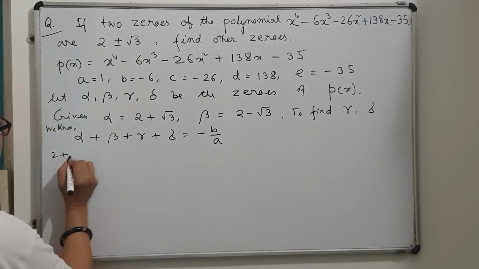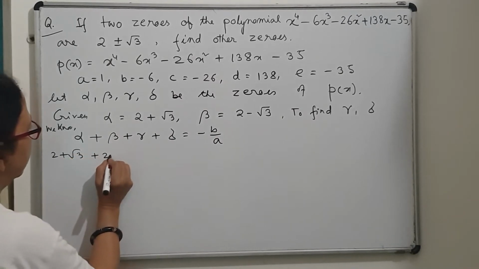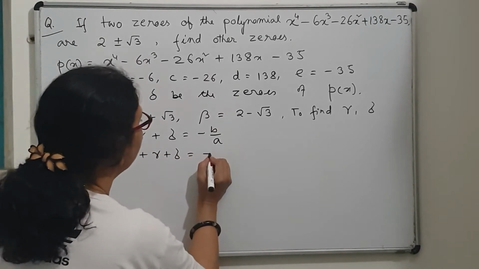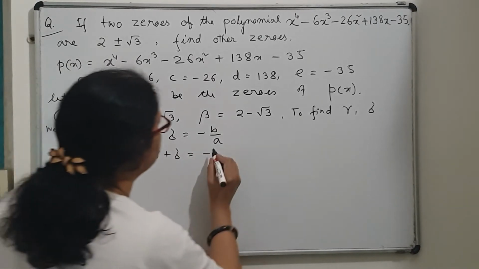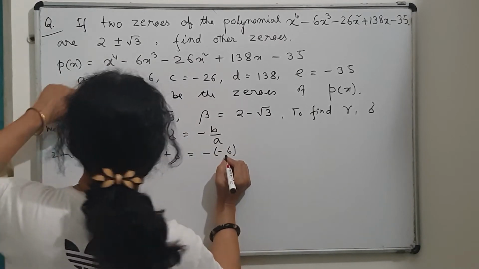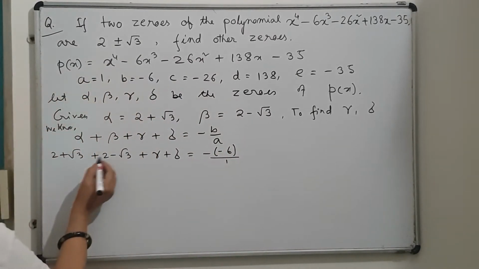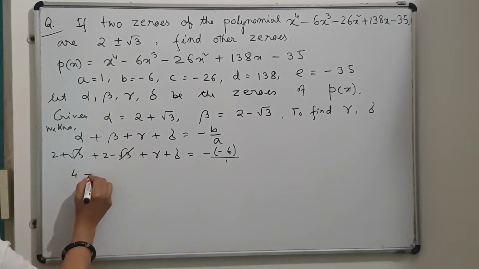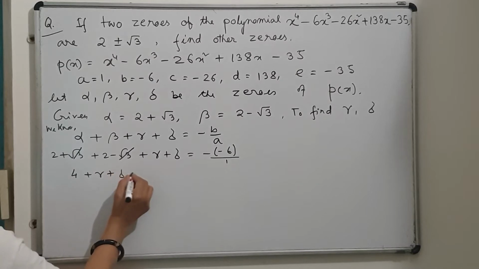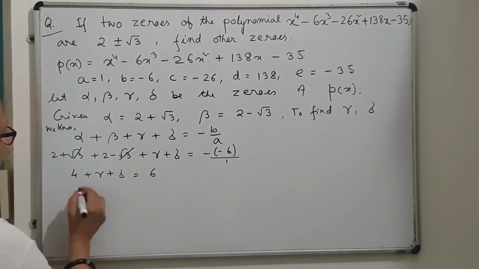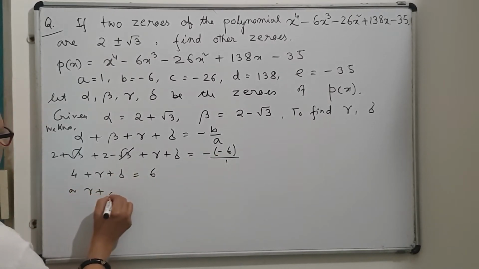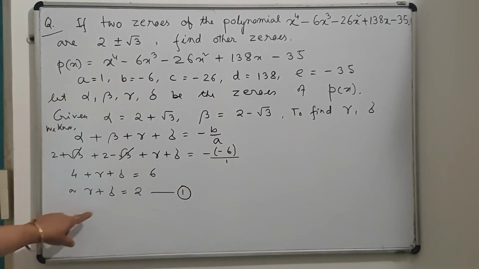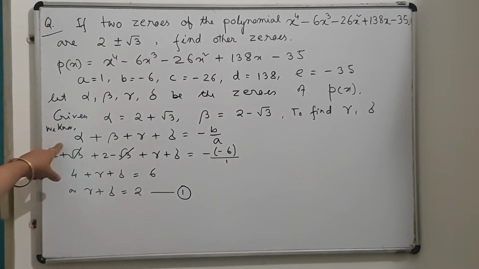Now it is 2 plus root 3, beta is 2 minus root 3, plus gamma plus delta is minus b upon a. What is b? b is -6, and a is 1. So you see root 3 is getting cancelled. So 2 plus 2 is 4, plus gamma plus delta is 6, or gamma plus delta is equal to 2. So I am getting an equation, gamma plus delta equals 2. This was the first relation.